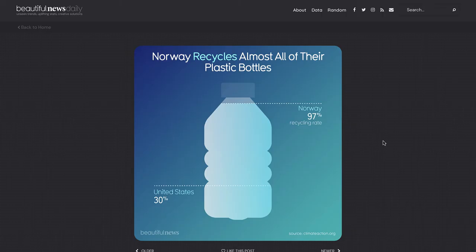So take, for example, this infographic available on the informationisbeautiful.net website. This is a statistic that came out in the press relatively recently, and they've presented that statistic in a visually appealing way. So here it's talking about the recycling rates for plastic bottles in Norway versus the United States, and they've used the plastic bottle to display the data. Obviously, infographics can be a lot more complicated than that. Let's look at an alternative.